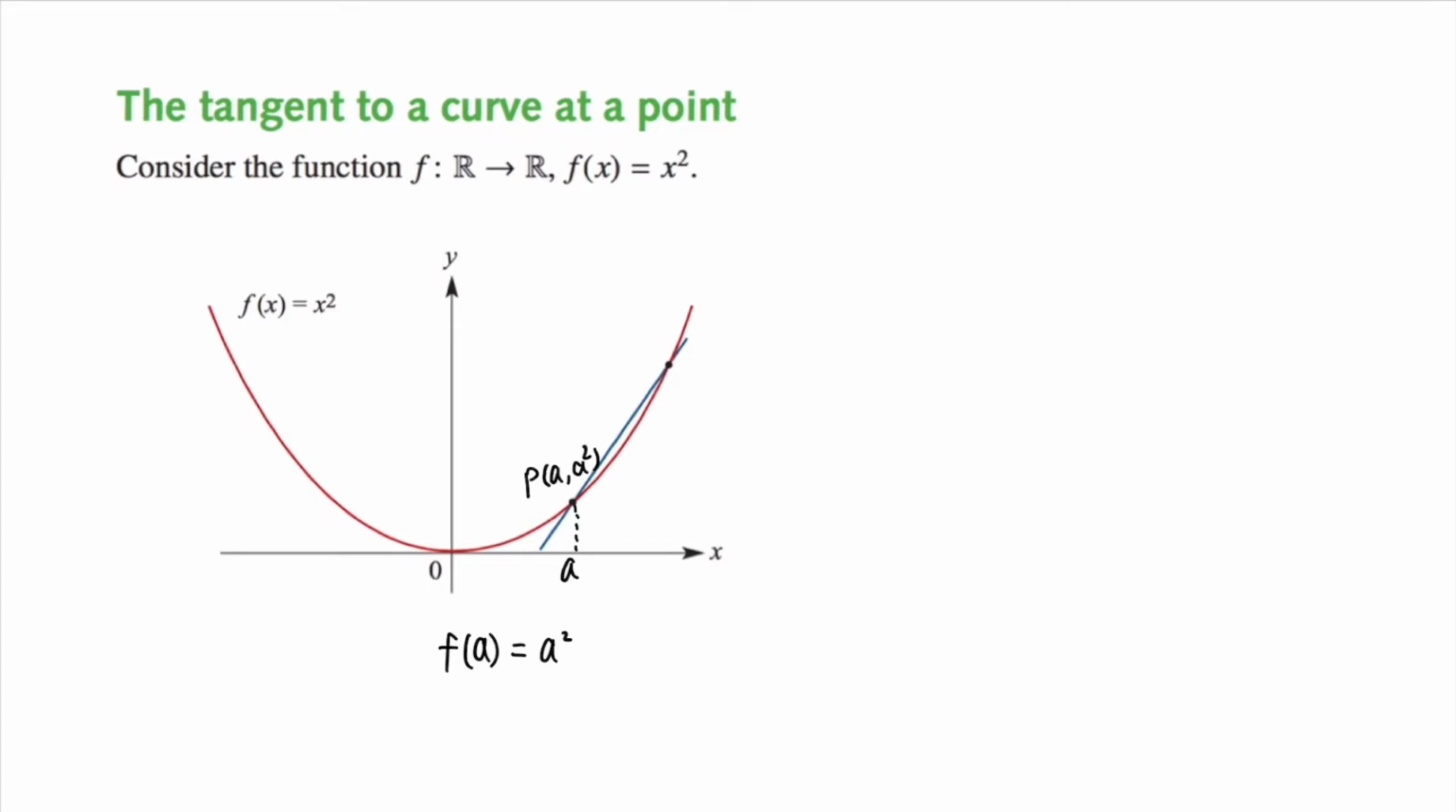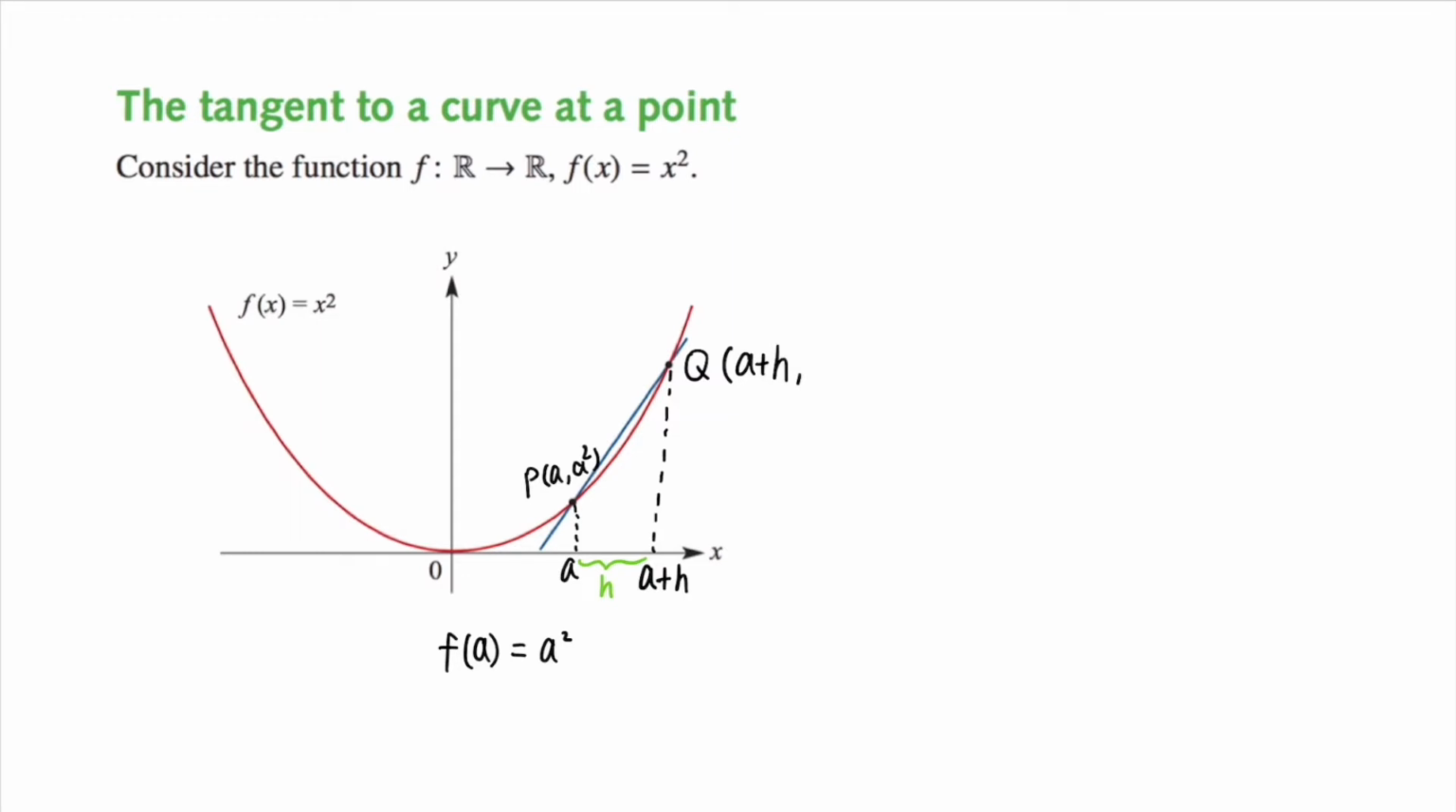Well, after this, we know that we need another point that's very close to point P. Let's call it point Q. We want point Q to be as close as possible to point P. And clearly the x value for point Q is going to be greater than the x value for point P, because it's more to the right. So we're suggesting that the horizontal distance between point P and Q is h. If the x value for P is a, then the x value for Q is simply a plus h. So h is the difference between the x values of these 2 points.